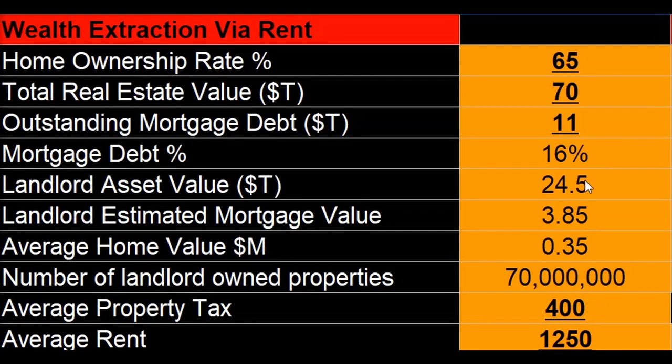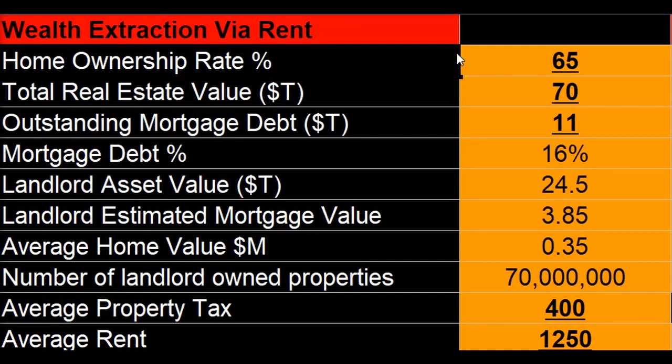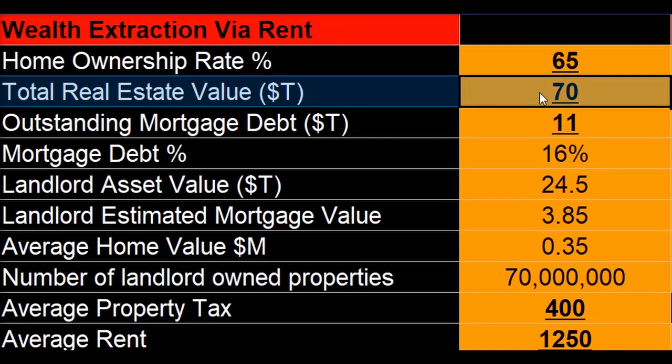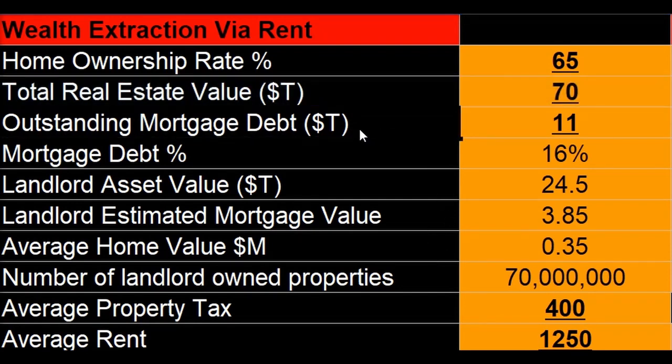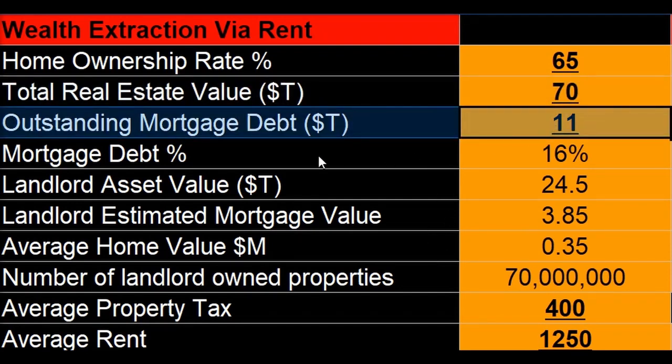Hello everyone, here's a video on wealth extraction via rent. I did some of this math before, but this is more accurate. It's a different way of deducing it. So here's our home ownership rate, 65%. Total real estate value, 70 trillion. Outstanding mortgage debt, 11 trillion.